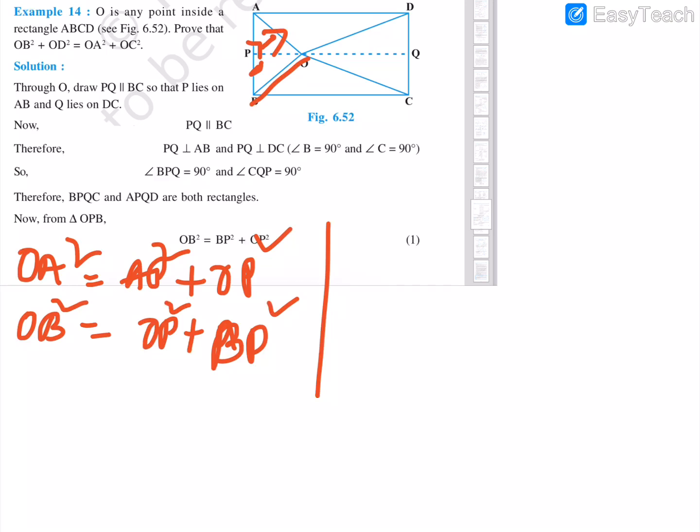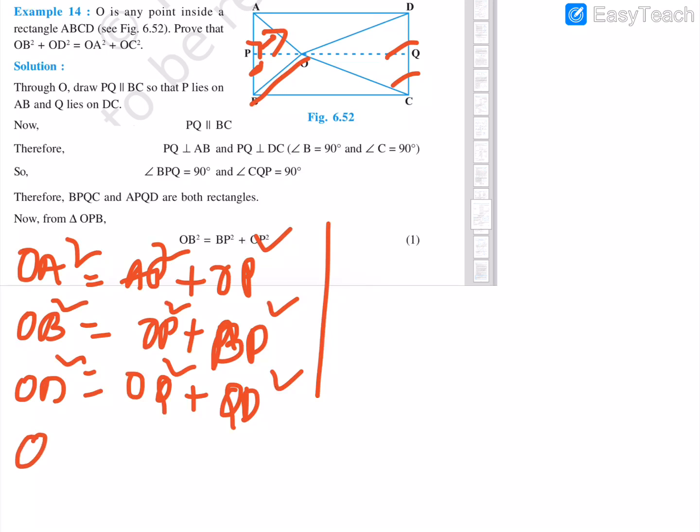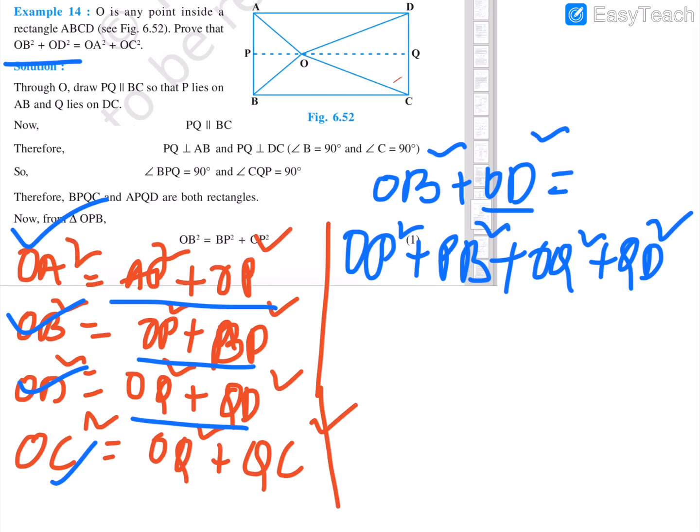Similarly in the third triangle, the right angle is there, OD square is equal to OQ square plus QD square. In the fourth one, OC square is equal to OQ square plus QC square. Now all we need to do is get OB square plus OD square. OB square is nothing but OP square plus PB square. Similarly OD square is OQ square plus QD square.